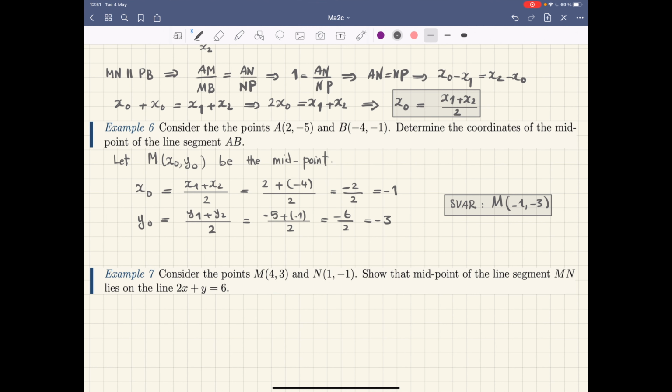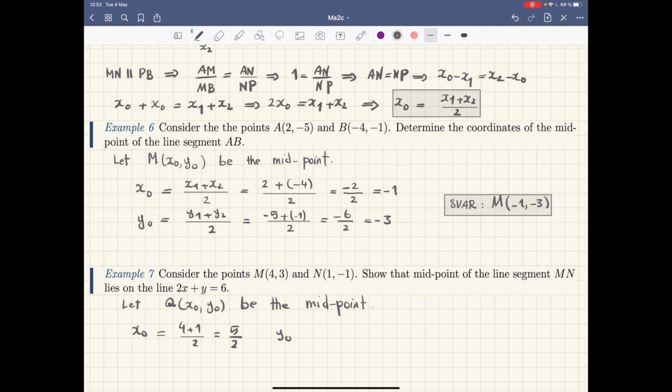So what do I do? I do the same thing. For example, let us call it this time Q, with coordinates x naught and y naught, be the midpoint. So then x naught is equal to what? It doesn't matter what you call it, for example x1 and x2. But it's more beautiful to call it x naught. So x naught is just 4 plus 1 divided by 2, which is 5 over 2.